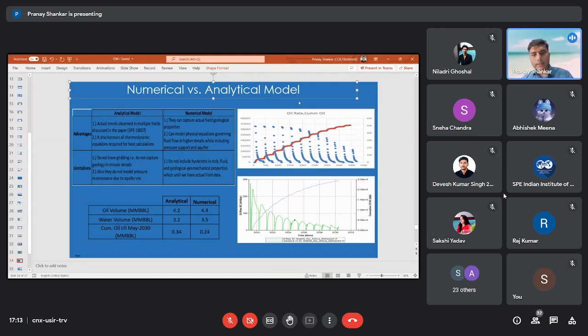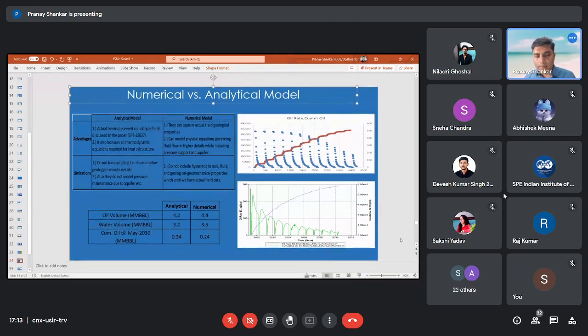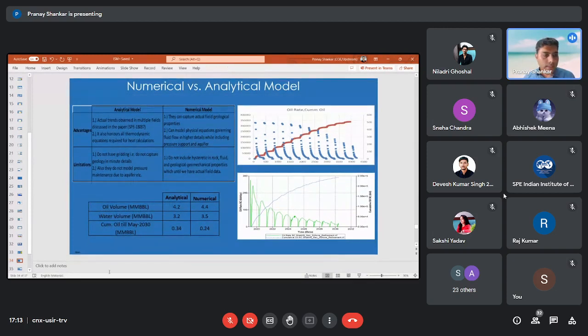But more or less at the end of the day, both the models were showing some incremental oil, which was making some commercial returns for the company. And this is the plan we decided. But I am not sure if this has actually been executed till date or not. But yes, just for your information, we were involved with this pilot design.